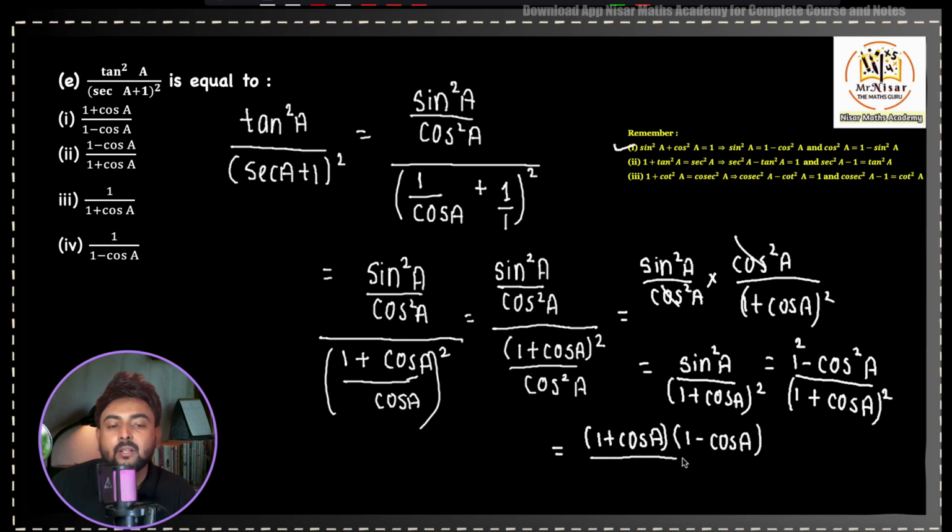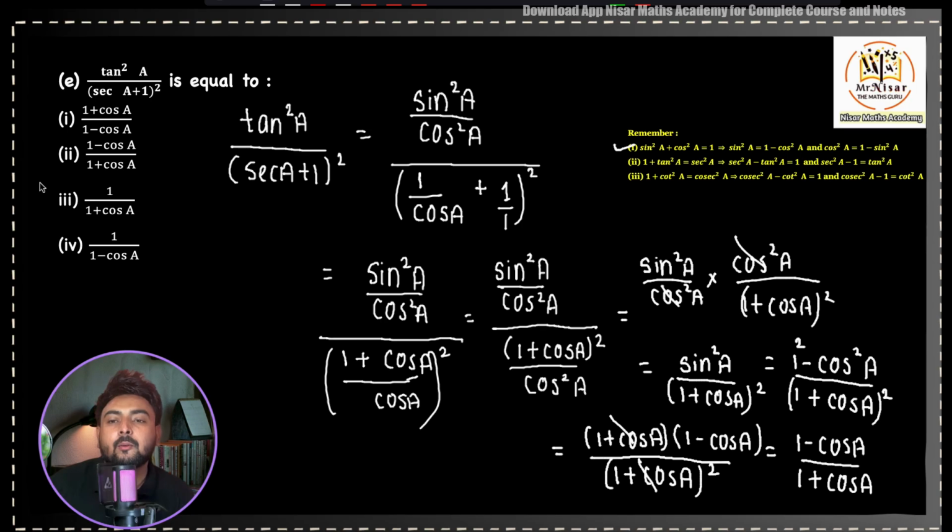And in the denominator what we have? 1 plus cos A whole square. So can I say that 1 plus cos A in the numerator and denominator will get cancelled, and what is remaining? 1 minus cos A upon 1 plus cos A. This is remaining, and it is option number 2. I hope it is quite clear to you, and it was an easy question. Let's go ahead for the next question.